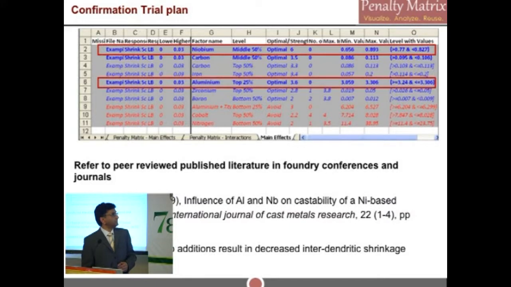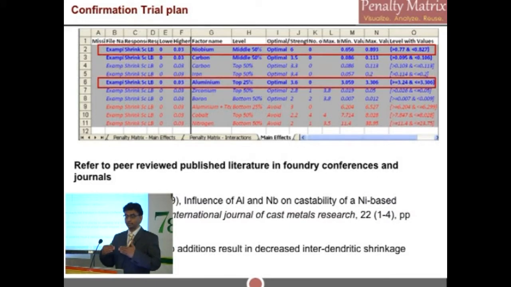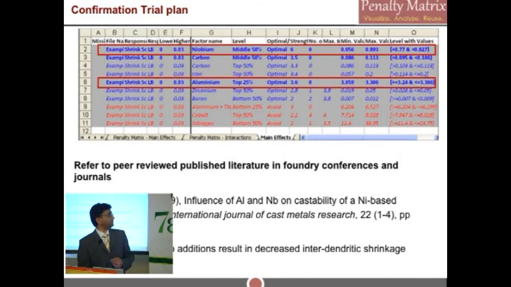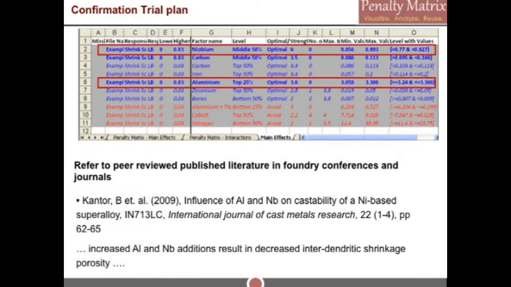For example, for niobium, the strength was very high. You make a decision on each level by inspecting its penalty matrix for main effect as well as the penalty matrix for interaction. Out of those available options, you choose a few by checking using your domain knowledge and published literature. Now in this case, for example, we've chosen niobium and aluminium, but if you want to know why they are of interest, why they reduce shrinkage defect, we just did a typical search, and this is where I've said that we need to refer to peer-reviewed publications, either in foundry conferences or journals.